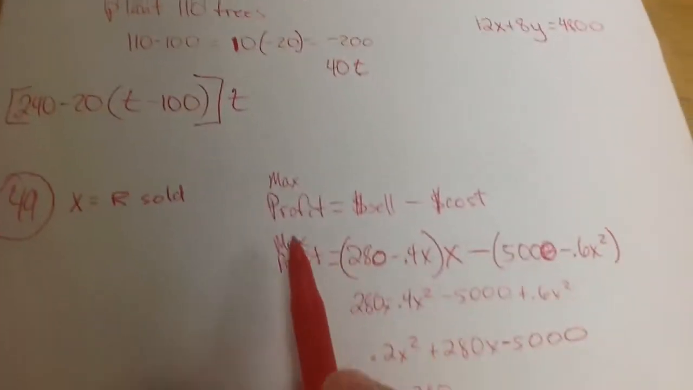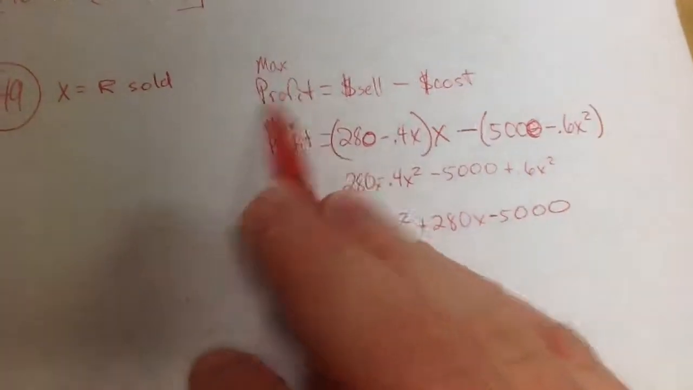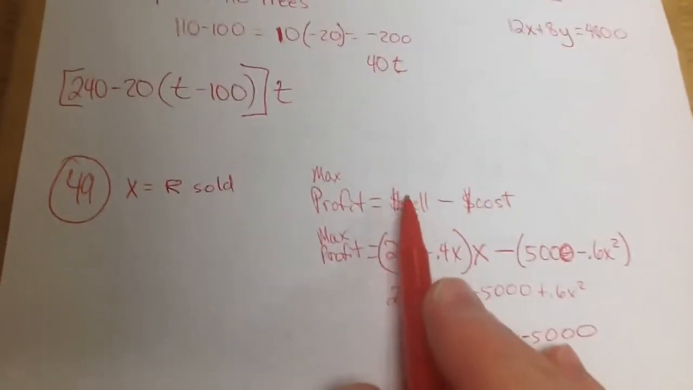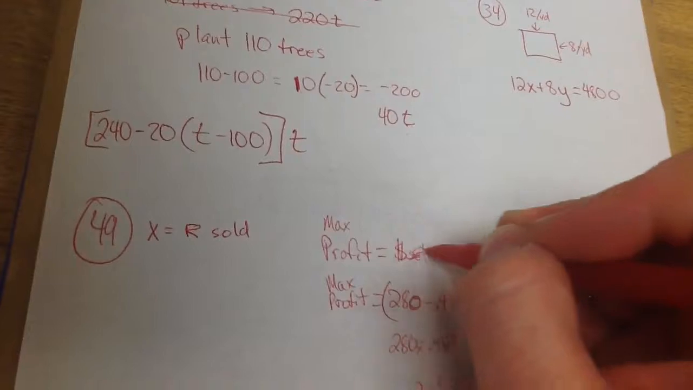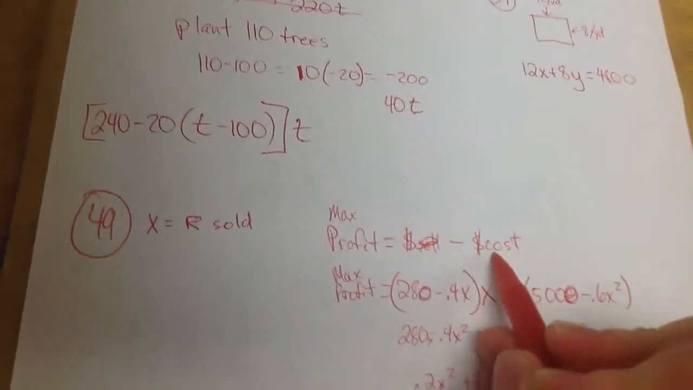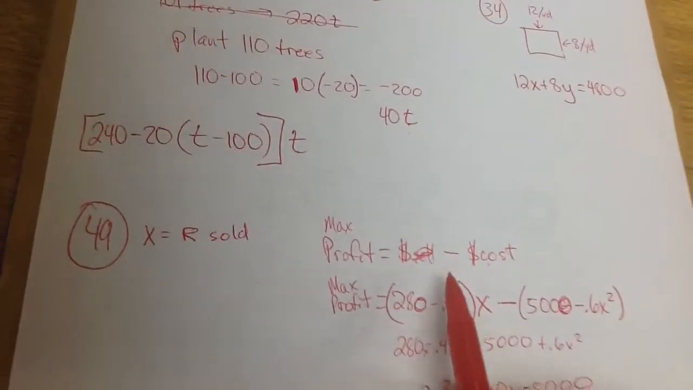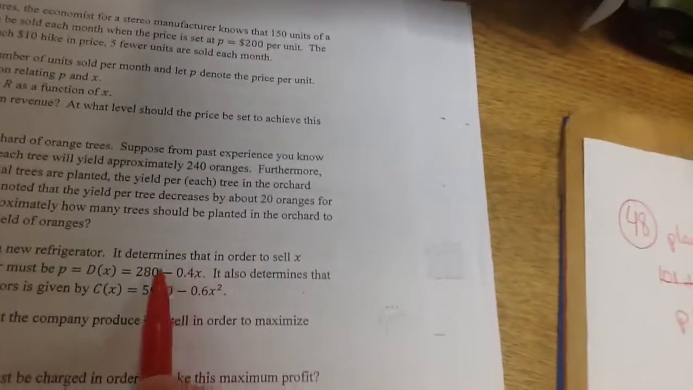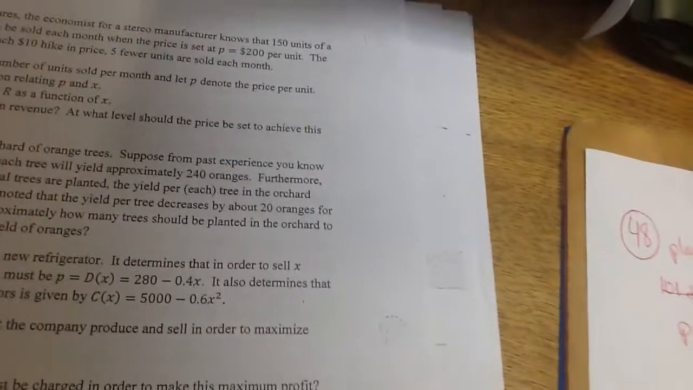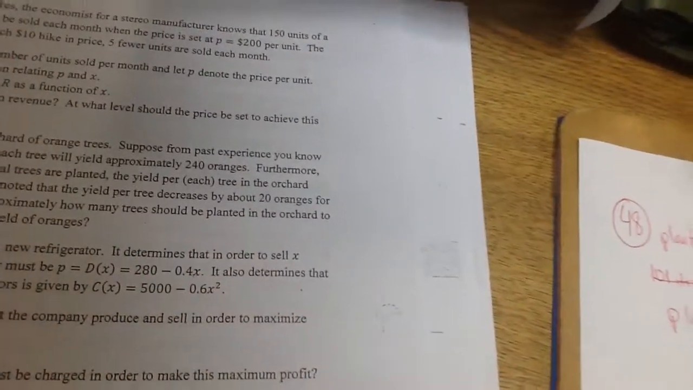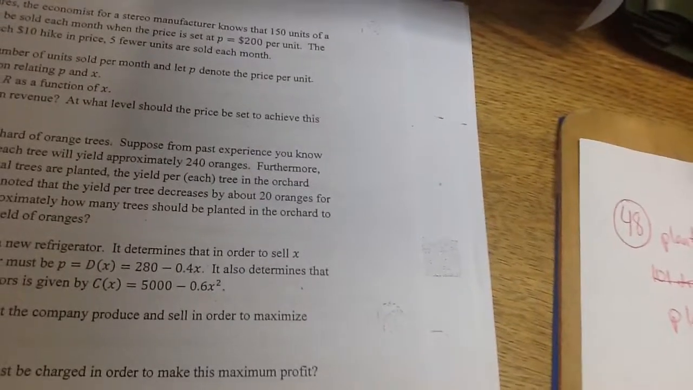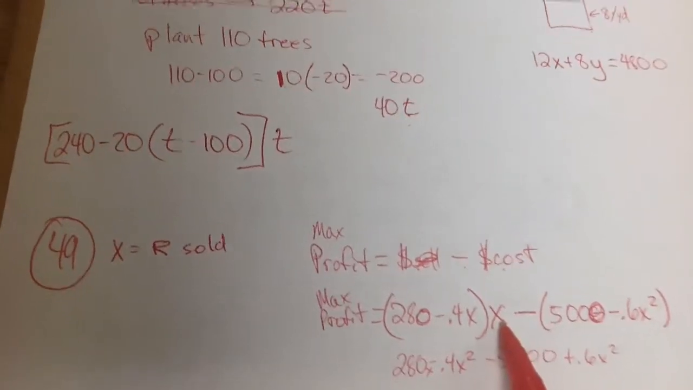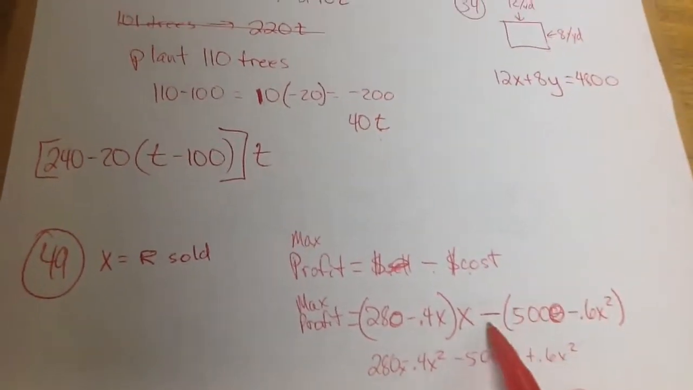Here's what happened. To get profit, you need to take the amount of money you bring in minus your cost, right? That's what profit is. Well, the amount of money you bring in was price per refrigerator multiplied by the number of refrigerators you sell. So if each refrigerator is $100, you multiply by however many refrigerators you sell, that's how much money you bring in. So here was the price per refrigerator multiplied by the number of refrigerators you sell. And then you got to subtract your cost.